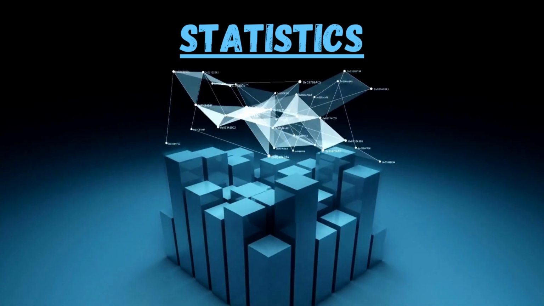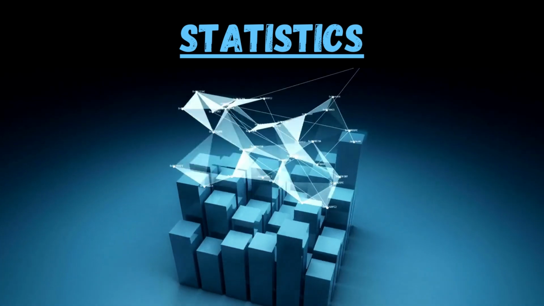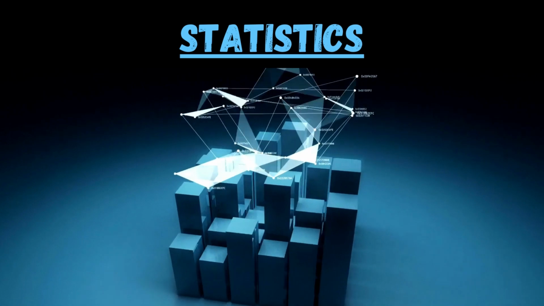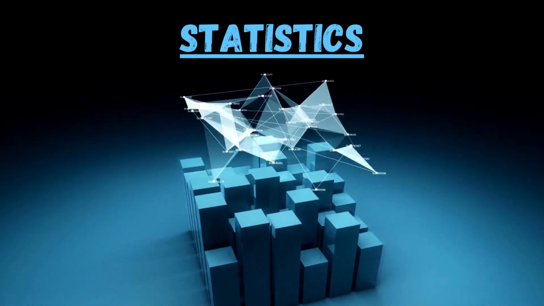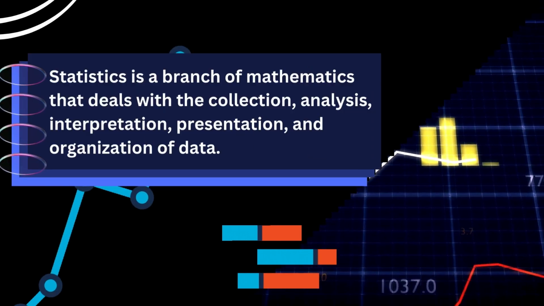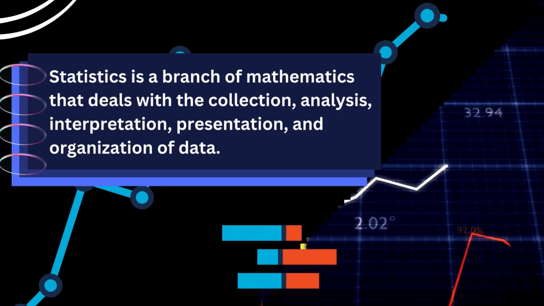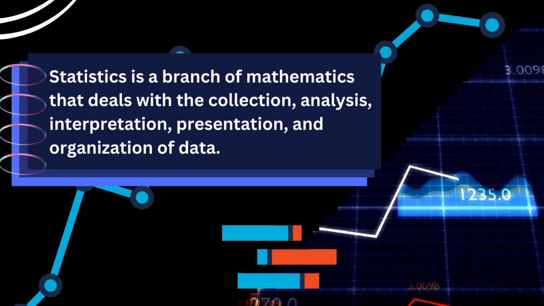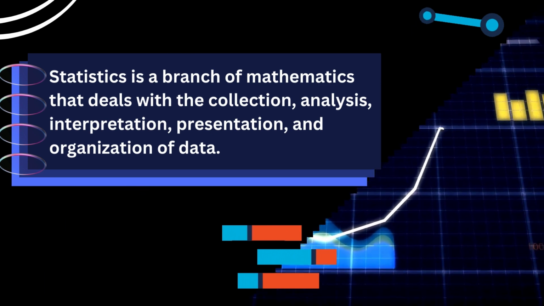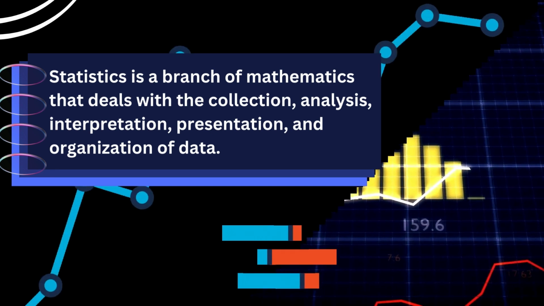In this video we are going to understand the statistics concepts which we use in machine learning. Why do we need to use statistics in machine learning? Let's understand. Statistics is a branch of mathematics that deals with collection, analysis, interpretation, presentation and organization of data. So statistics is basically used for collection, analysis, interpretation, presentation and organization of data.